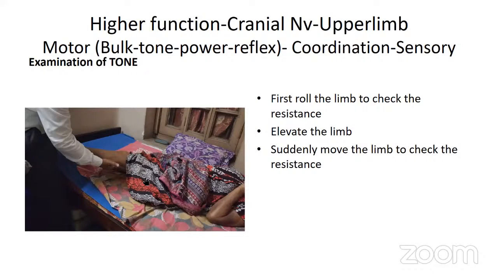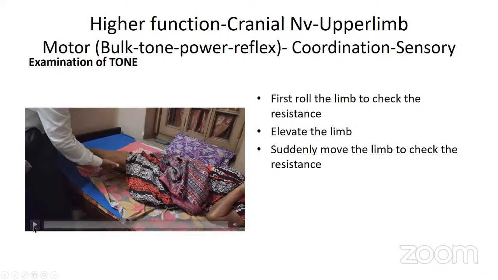First, before jumping to the lower limb, we always have to check this one. Next, we have to follow this sequence: motor, followed by the coordination and the sensory. For the motor, we have to check the bulk, the reflex, followed by the coordination and the sensory.